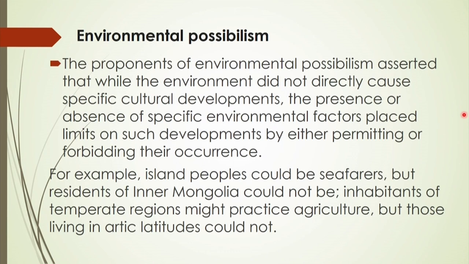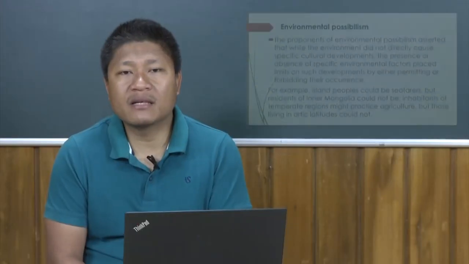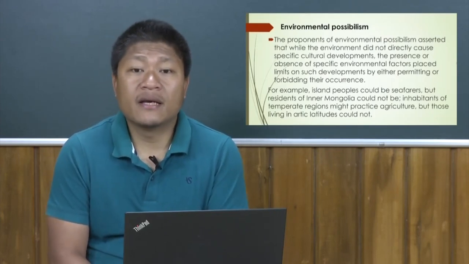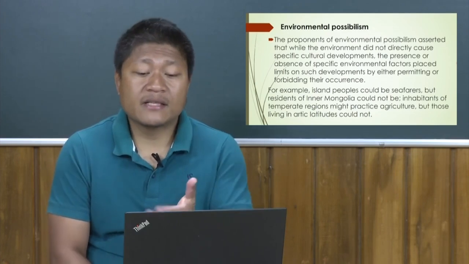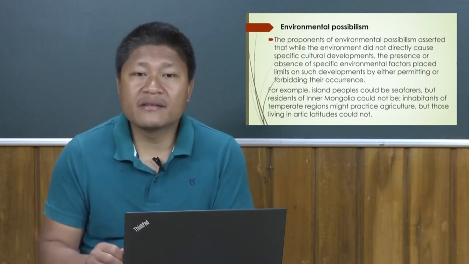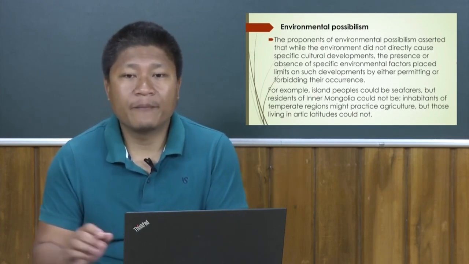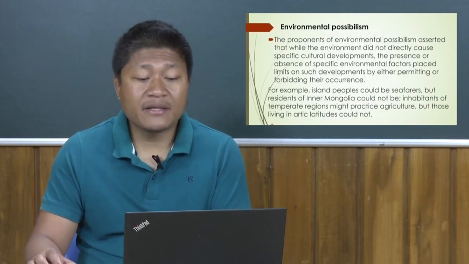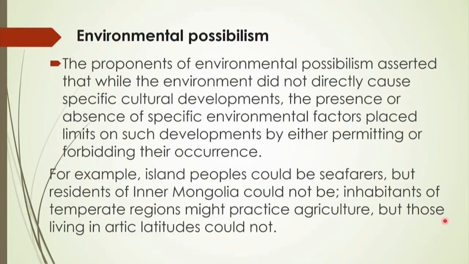or influence specific cultural developments, rather the presence or absence of specific environmental factors in a sense places limits on such development by either permitting or forbidding their occurrence. Now, for example, people who inhabit an island can be seafarers, but residents of Inner Mongolia could not be, or inhabitants of temperate regions might practice agriculture, but those living in Arctic latitudes could not.